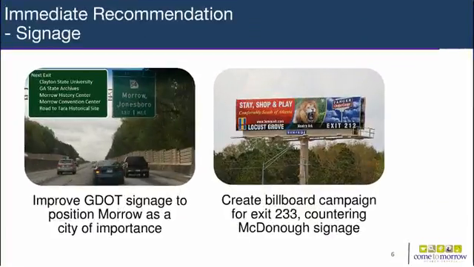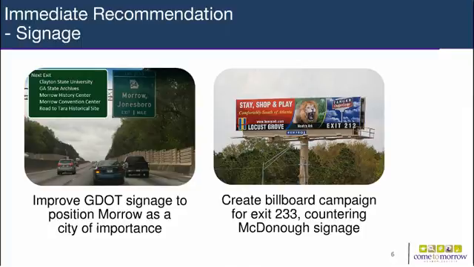As outlined in greater detail in Appendix C, there are two types of signage the DMO could employ. The most obvious is paid billboards to counter the other cities vying for hotel stays from passing motorists. Most notably are the campaigns from the city of McDonough and Henry County, both south of Morrow.